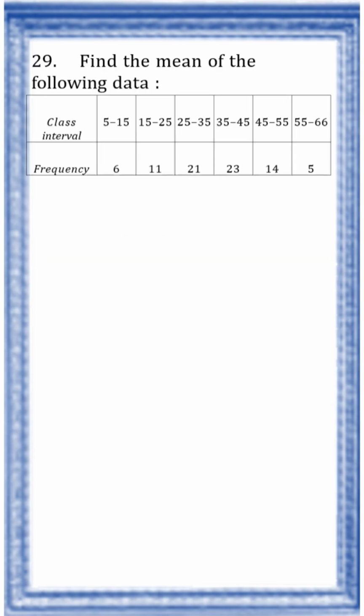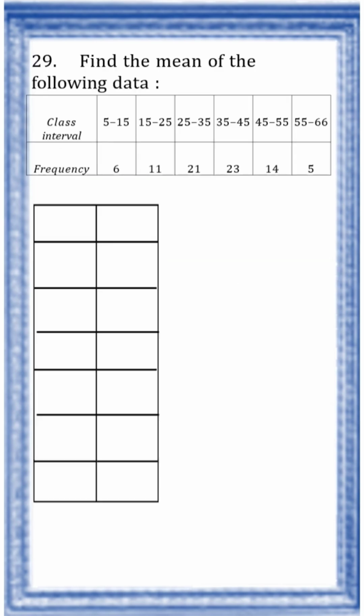Now let us solve the 29th question, which is taken from the chapter Statistics. Here two questions are there. You can solve either one of them. The first one is to find the mean, the second one is to find the mode. Now let us find the mean for the following data.